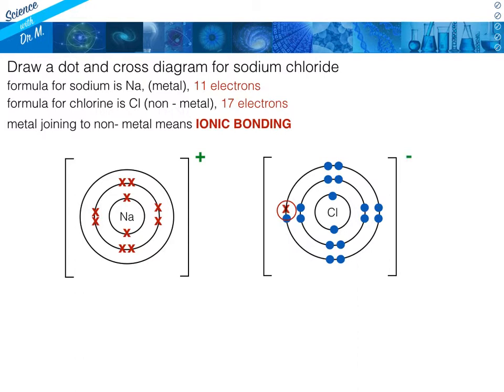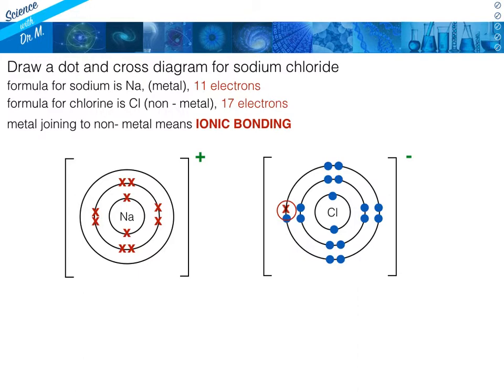Okay, and then the next thing to put is the charge on the chlorine ion. Okay, and that's obviously going to be minus because it has gained an electron. Okay, so the conventions are brackets and your charge, and if the charge is more than 1, you need to put the number there as well.